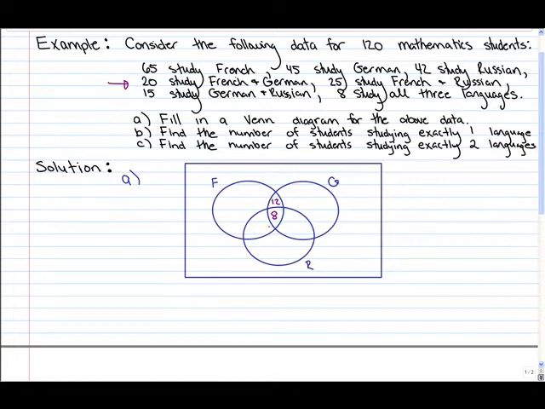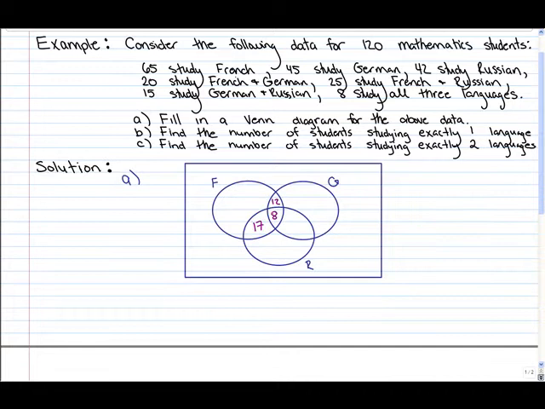Now to fill in, for example, French and Russian, that would be this shaded region here. Now 8 study all three. It states here that 25 students study French and Russian. So we're going to take 25 minus the 8 that study all three. And so 25 minus the 8 gives us 17. So in this section right here, we should have 17. Now again, 17 plus the 8 gives us a total of 25, where 25 study both French and Russian.